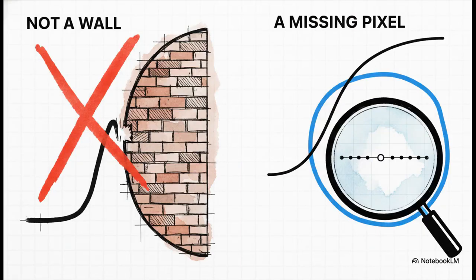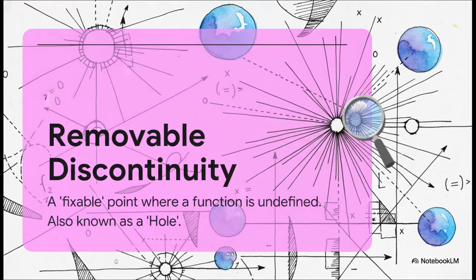Okay, so the secret to cracking this thing is all about how we look at it. We're not dealing with some giant, uncrossable wall on the graph. Nope, it's way more subtle than that. The best way to think about it? It's like a single, invisible, missing pixel on a high-definition screen that's otherwise perfect. So this missing pixel actually has a fancy official name, a removable discontinuity. Yeah, I know, but honestly, I like its nickname way better, a hole. And that word removable is the really important part. It means we can use a bit of algebra to find this hole and kind of patch it up just to see what the graph is supposed to look like there.